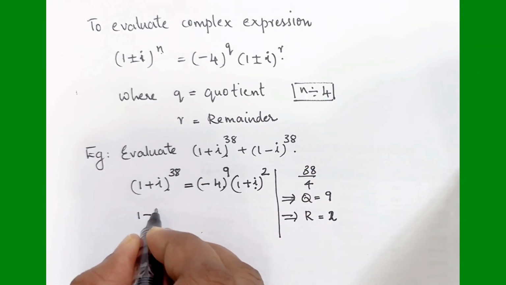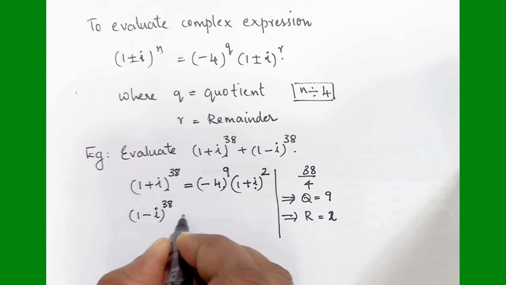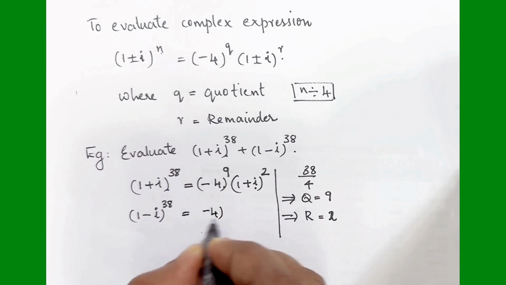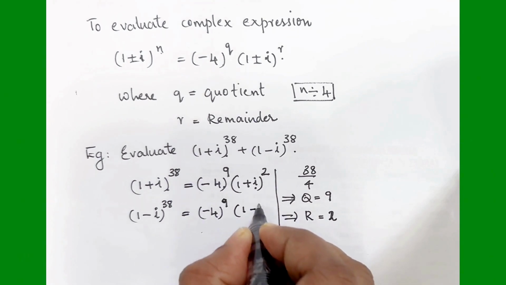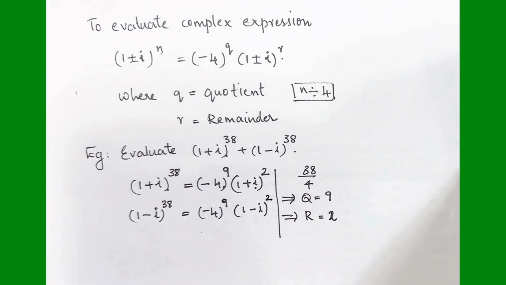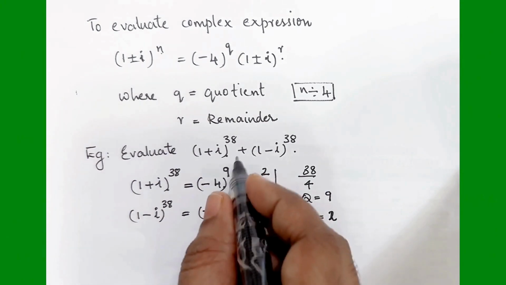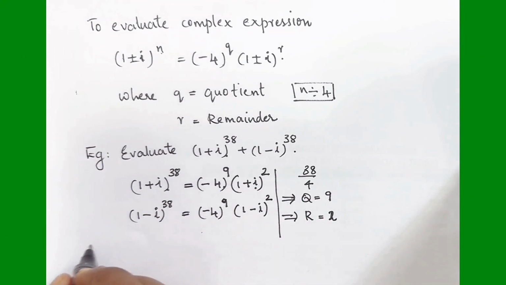Now calculate the second expression, (1 - i)^38. That's equal to, this will remain the same because we have the same quotient and remainder, q is 9 and r is 2. Only it changes, it will be 1 - i instead of 1 + i. Now just simplify and reduce it.